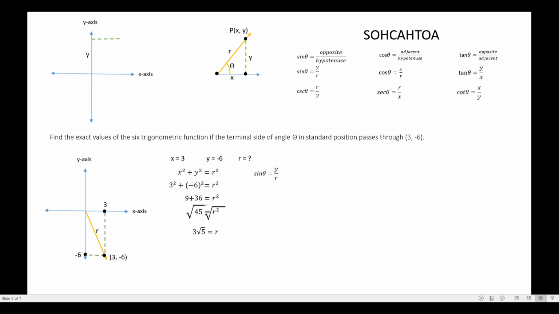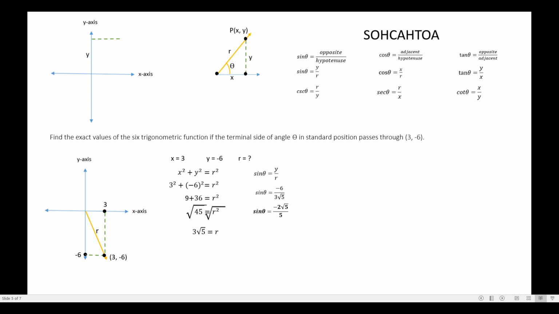Now, applying the ratios of the trigonometric functions above, all you have to do is substitute the values. Since y equals negative 6 and r equals 3 square root of 5, you can just have this one. Okay, so y is negative 6 and r is 3 square root of 5. And then rationalizing, you will get negative 2 square root of 5 all over 5. If you want to make sure, you can just use your calculator.